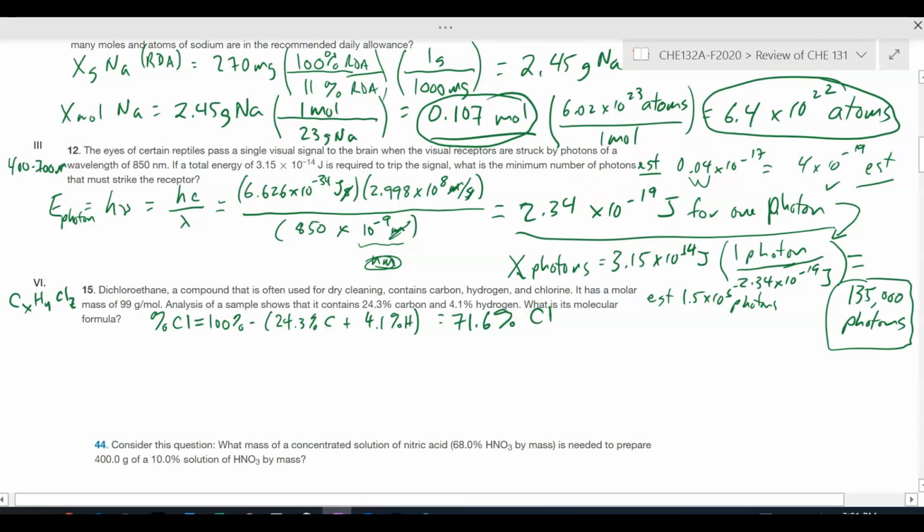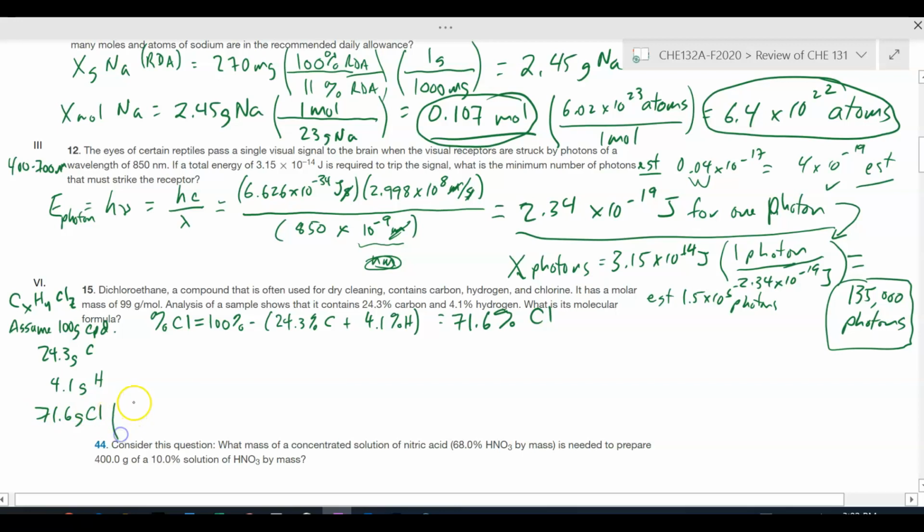What we're going to do next in this problem is assume 100 grams of the compound. The reason I pick 100 grams is that it makes it easy. 24.3 grams of that are carbon, 4.1 grams of that are hydrogen, and 71.6 grams of that are chlorine. So now we're going to convert those to moles.